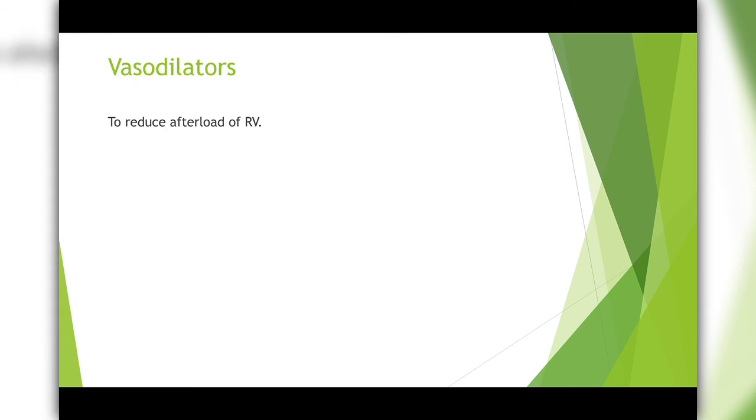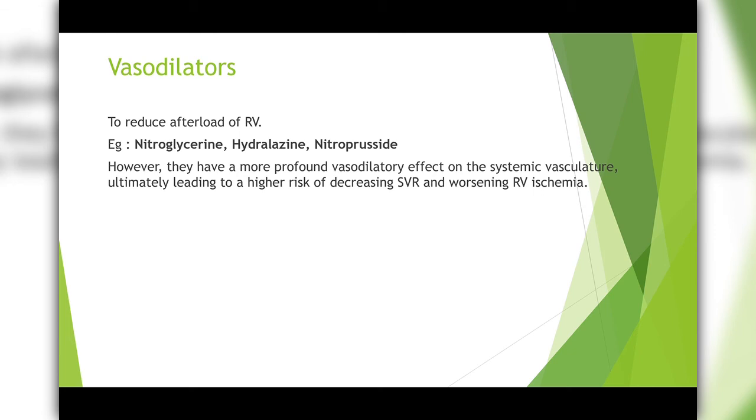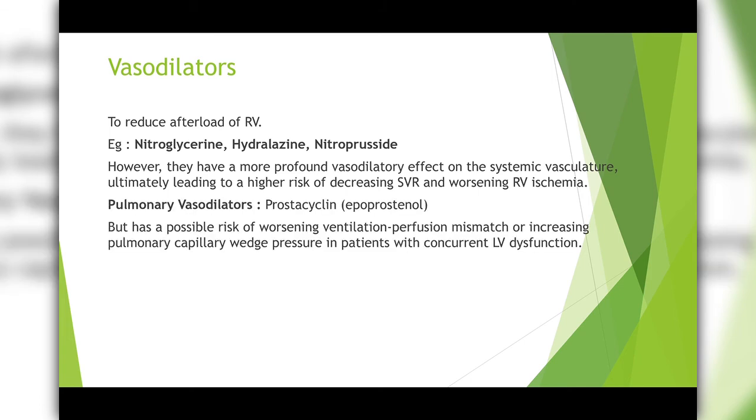Vasodilators. Vasodilators are used to reduce right ventricular afterload. They have a more profound systemic vasodilatory effect, leading to a decrease in SVR and worsening RV ischemia. Prostacyclin is a pulmonary vasodilator, but has a possible risk of worsening ventilation perfusion mismatch or increasing pulmonary capillary wedge pressure in patients with concurrent LV dysfunction.